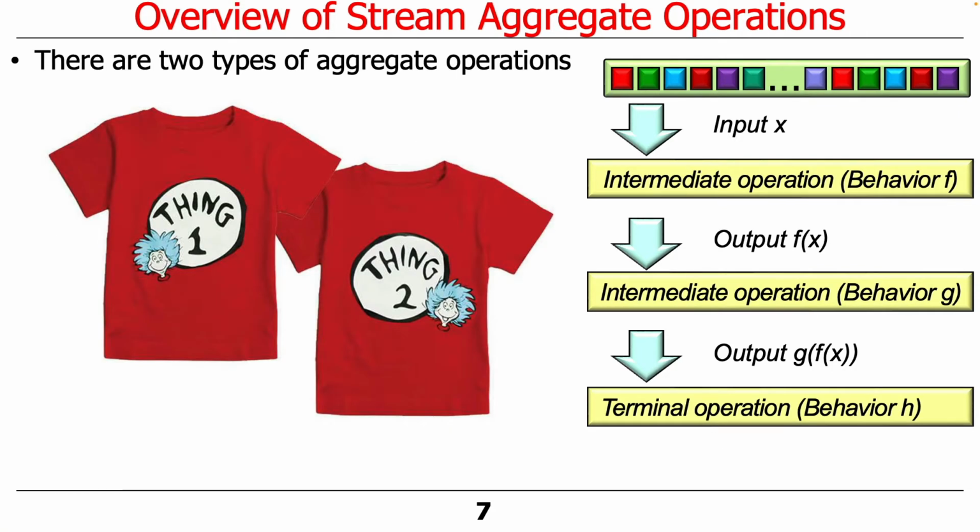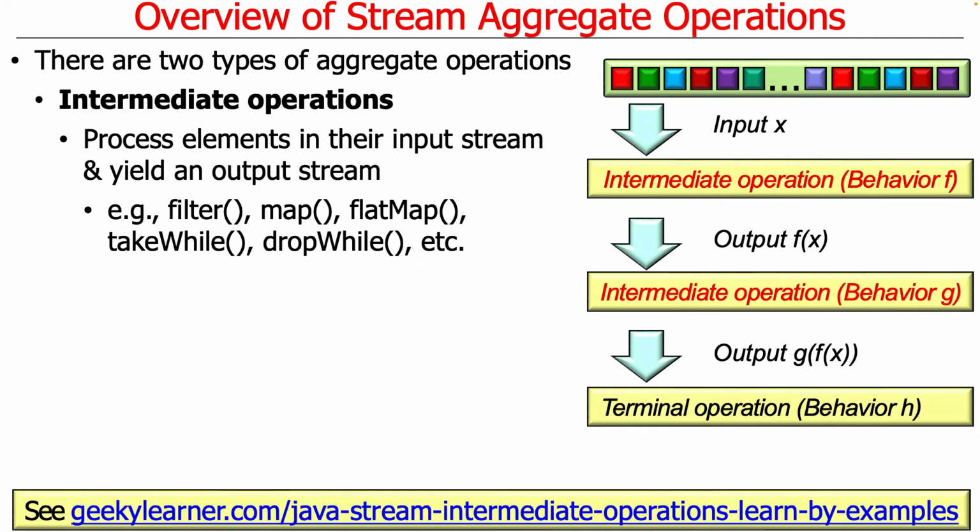There are two types of aggregate operations. One is called intermediate operations, and these are used to process elements in the input stream that they receive and then yield an output stream. And some of the many examples, and there's many, many examples of these, are filter, map, flat map, take while, drop while, and so on. And we will talk about all of these, possibly not today, but we'll get through them soon.